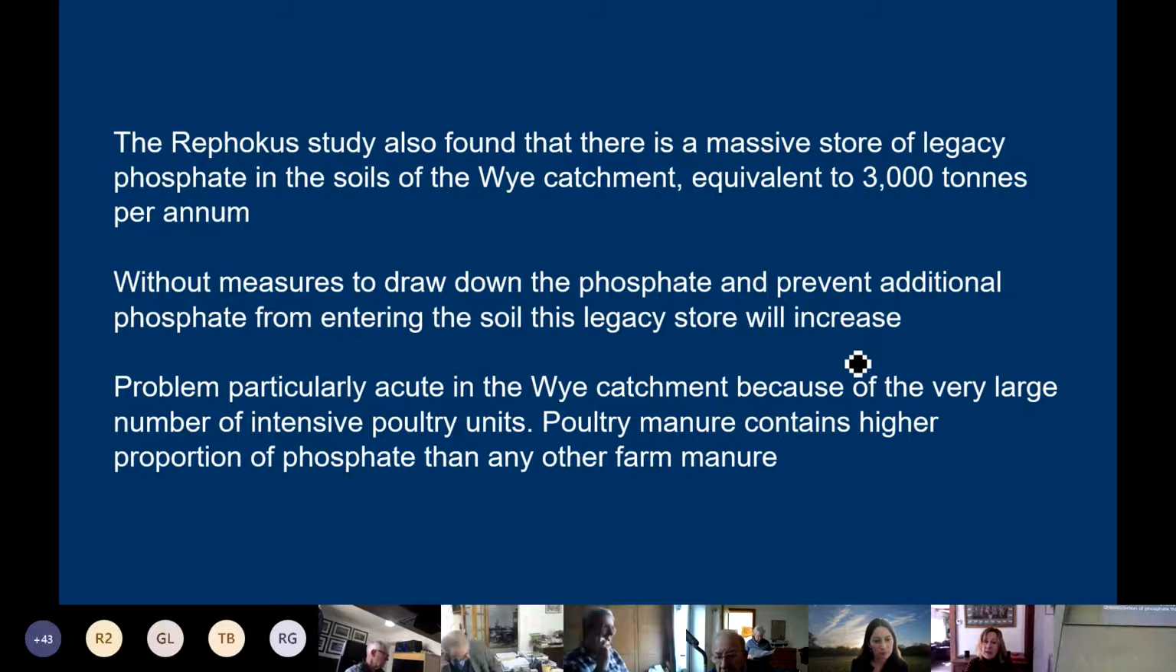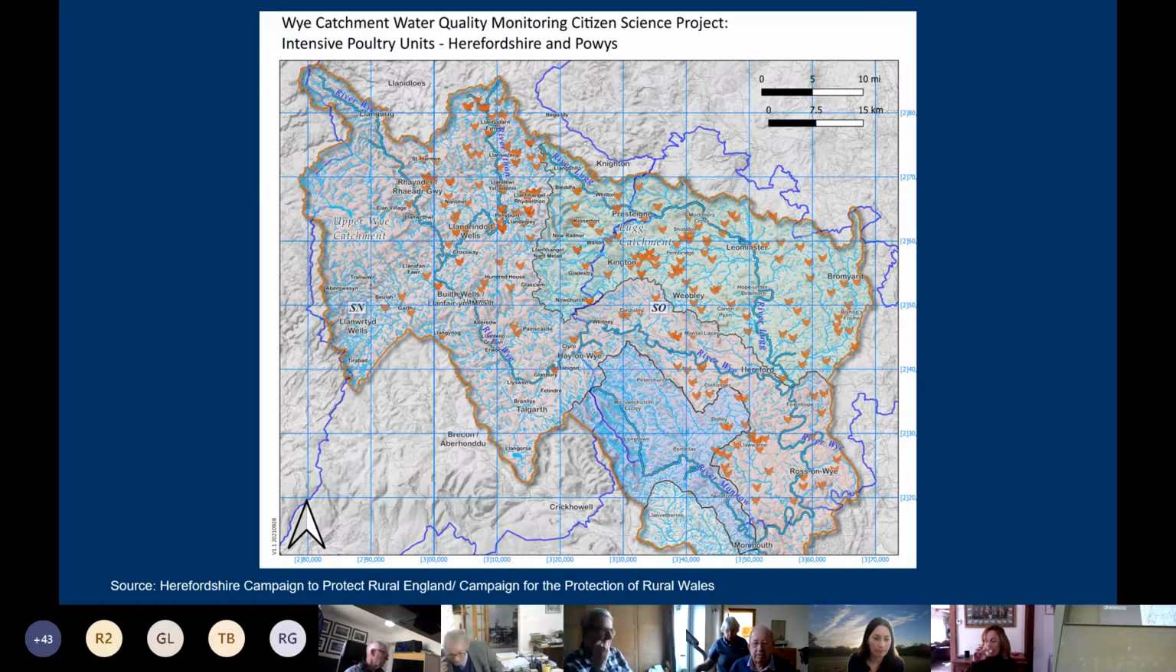There's a particularly acute problem in the Wye because of the very large number of intensive poultry units. Poultry manure contains a higher proportion of phosphates than any other farm manure, and it's almost exclusively disposed of by spreading onto land. And again, if the nutrients are not taken up by crops, then they end up in the watercourses. Next slide, please.